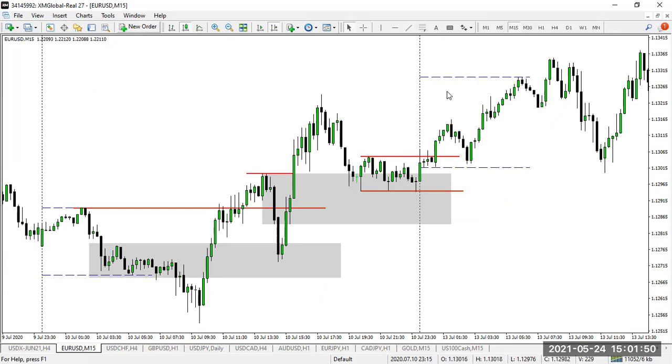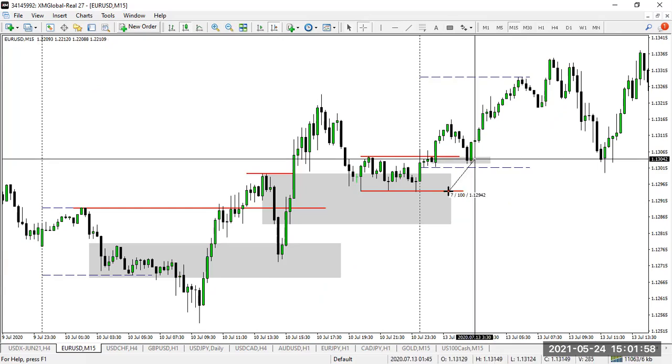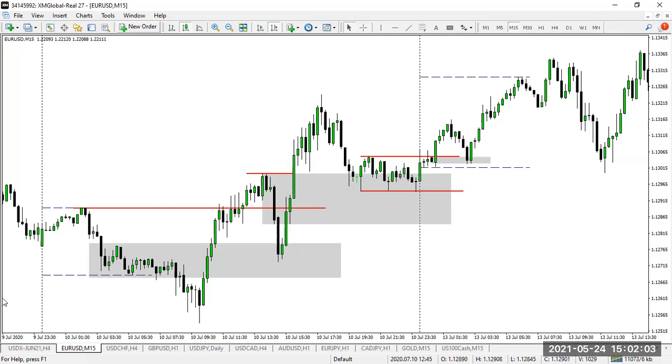Okay, they broke market structure, and this is the order block before BMS. So your buy was here. You buy here. Stop loss about 10 pips down here. That's where you buy. And then you go back again.